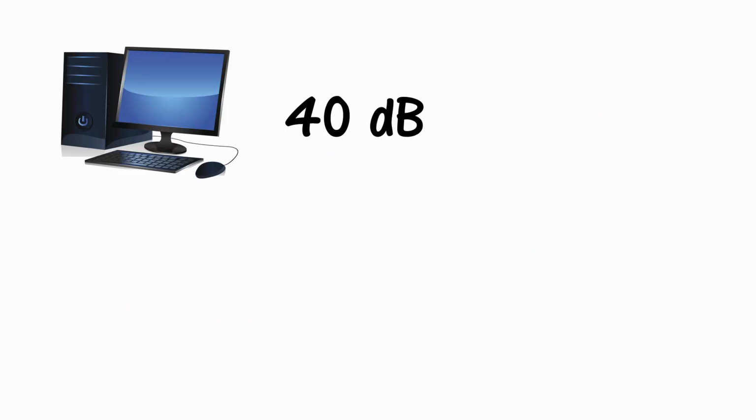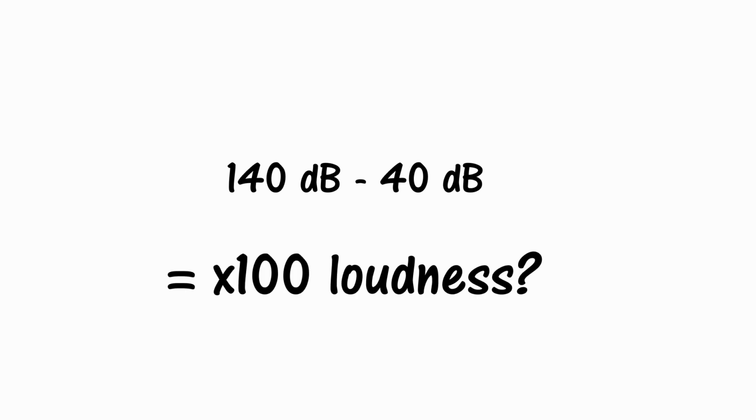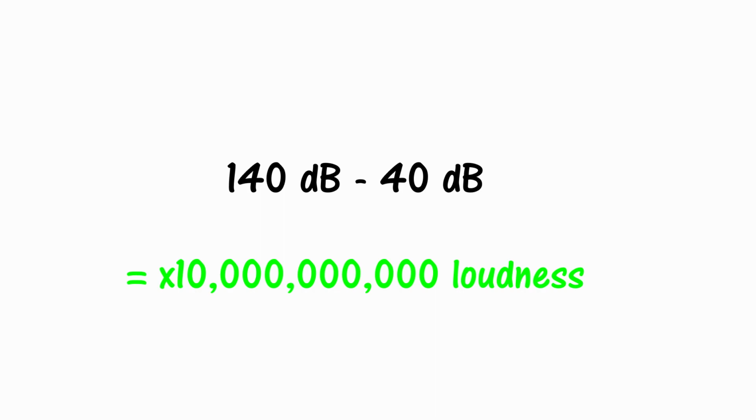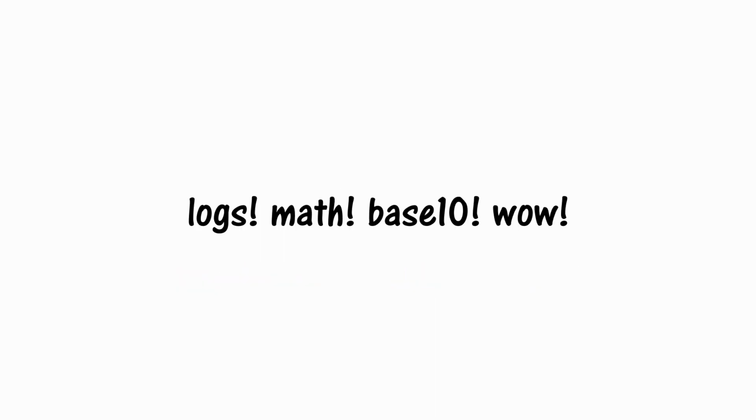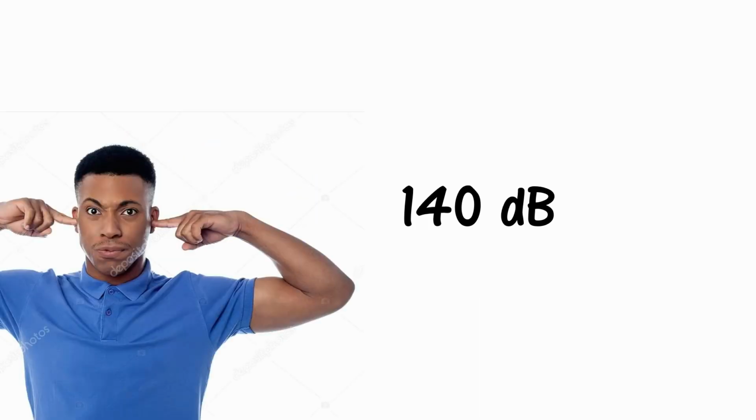For comparison, a computer running is 40 decibels, while a military jet taking off is 140 decibels. Now, you might be thinking that 140 minus 40 decibels means 100 times louder, right? Nope. That means it is 10 billion times as loud, and it is based on a logarithmic scale of base 10. And remember how I said the military jet takes off at 140 decibels? Well, the point at which you can rupture your eardrums is also 140 decibels.